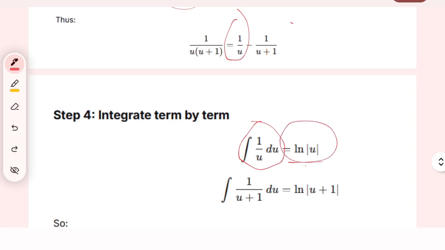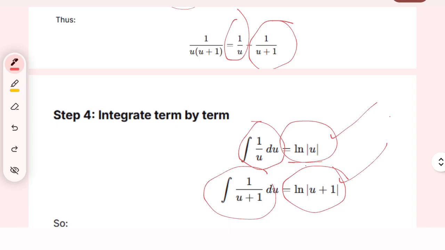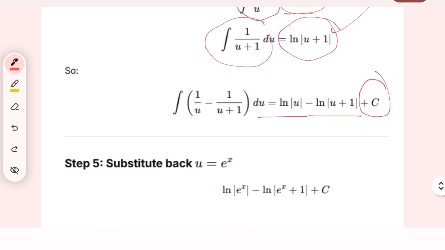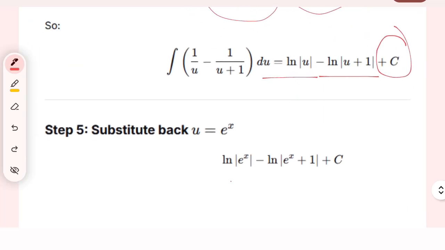All right? What about this? What's the integral of this? The integral of that is actually ln of u plus 1. So we have this and this. What we do is we add both. And remember, you need to add c in your last step. Don't forget to add the constant of integration c, and that would be your final answer. You substitute it back. So the final answer would be like this, right?